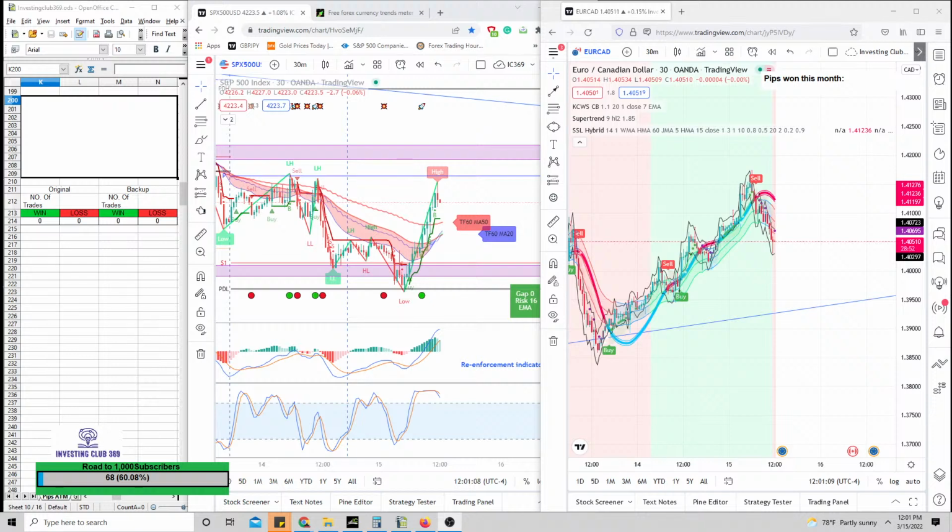Hey guys, what do you think? We have two potential entries. One is on the Euro CAD, and something is happening in the S&P, but we're just waiting a little more on the S&P, right? But the Euro CAD looks like it could potentially go down here to this area from the looks of it.